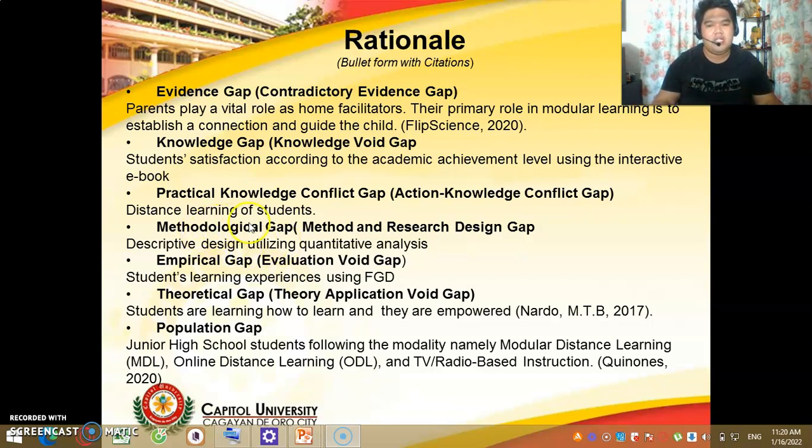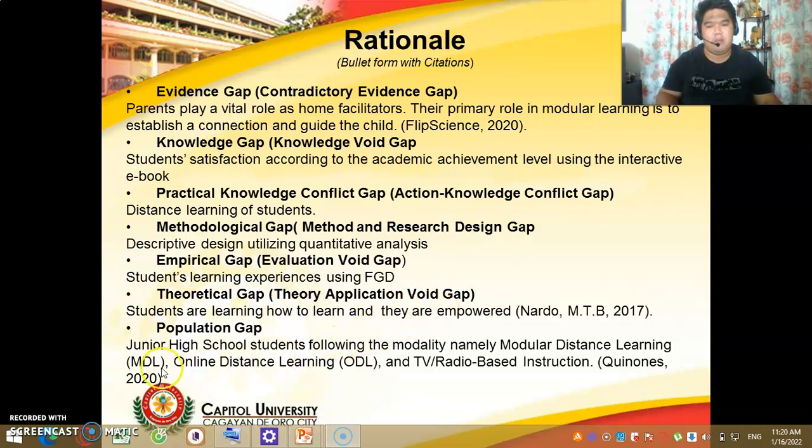For methodological gap or method and research design gap, descriptive design utilizing quantitative analysis. So this is purely quantitative with sort of an FGD or focus group discussion for qualitative. For empirical gap or evaluation void gap, students' learning experiences using FGD. And theoretical gap or theory application void gap, students are learning how to learn and they are empowered. That's according to Nardo MTB of 2017.